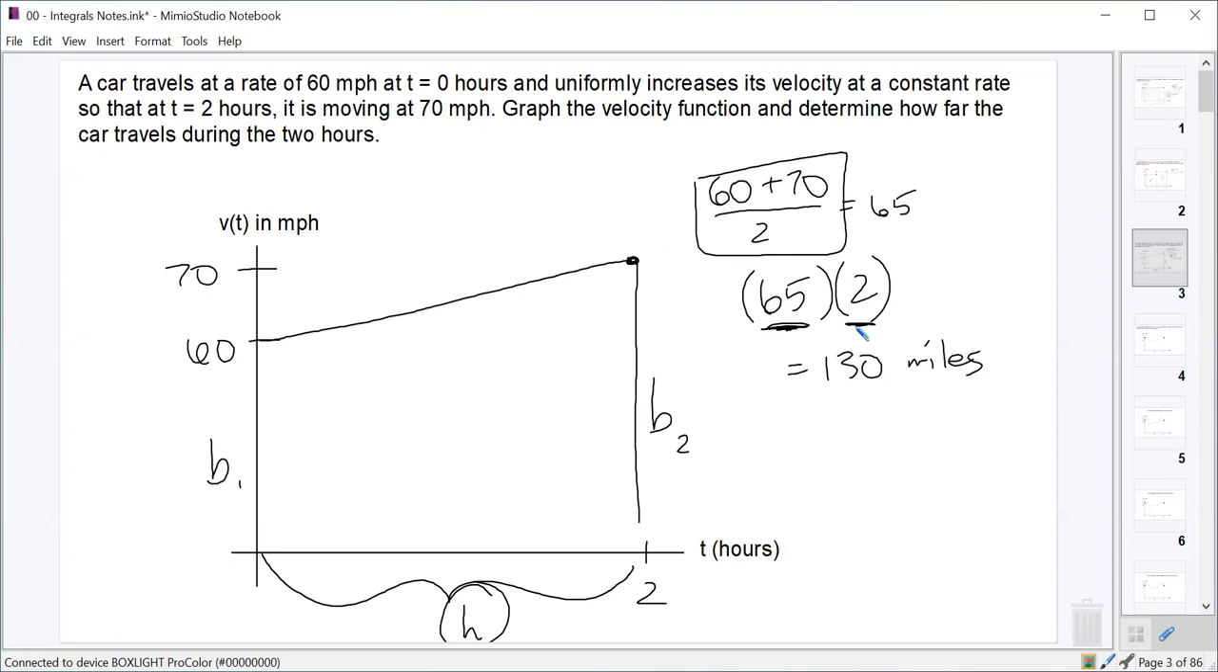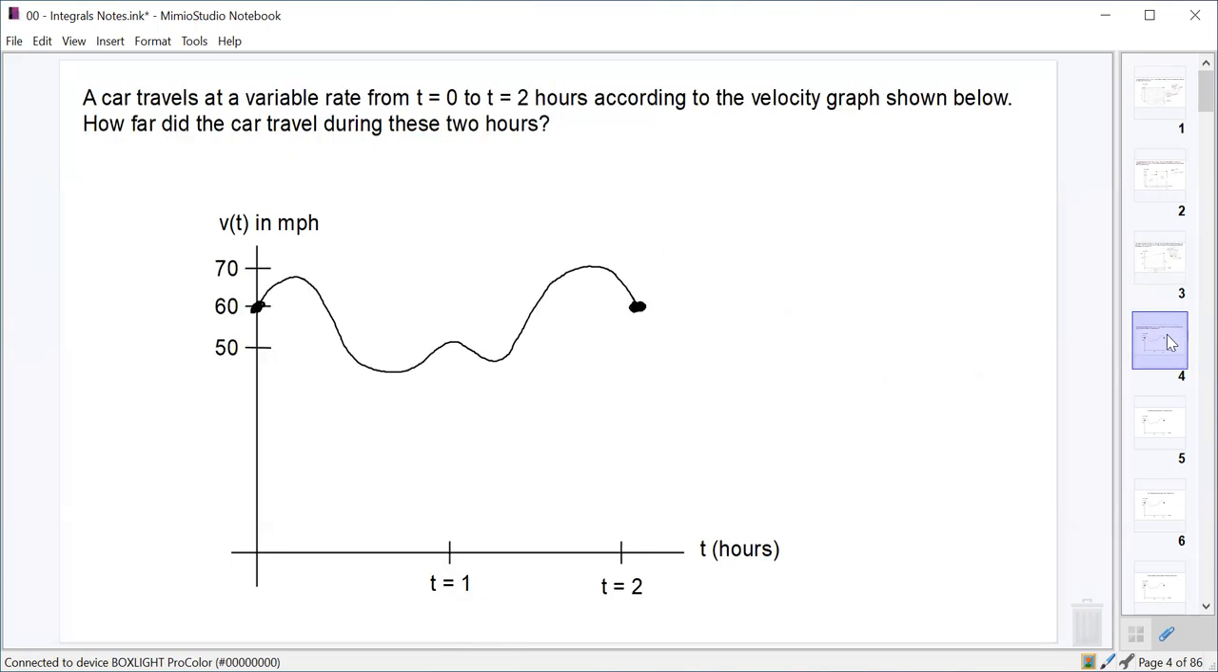Now, these were all really simple, really straightforward functions where it's really easy to find the area under the curve. But that won't always be the case. So here I'm looking at the car traveling at a rate that varies from t equals 0 to t equals 2. And it's got a velocity that's given by this fluctuating graph. It starts at 60, goes up, goes down, back up and down and up and down. And I don't know, somewhere around 60 miles an hour again after 2 hours.